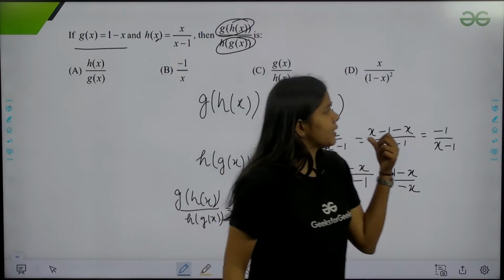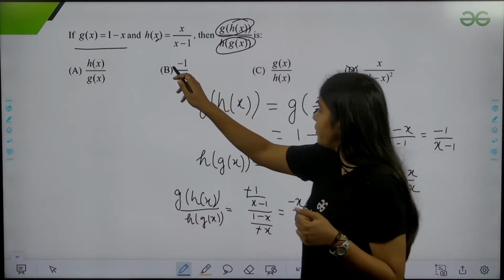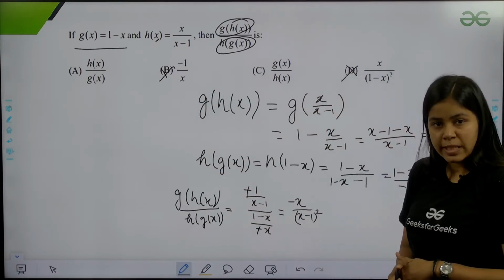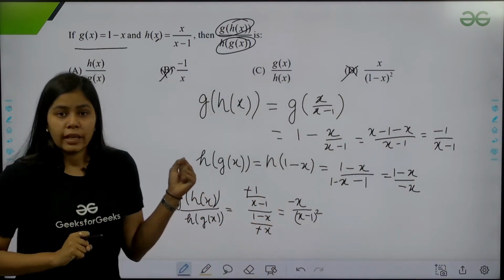Now I can see that option D is not correct because I'm not getting this. Option B is also not correct. So either it is option A or it is option C, right? Because C and D are incorrect here. So what will be option A here?